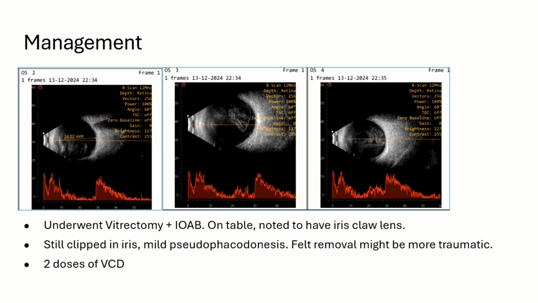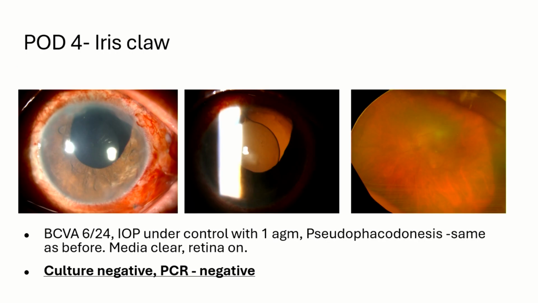So then on table we noted that it was an iris claw lens. I'm not able to show here, but you can see that it is clipped here, and here also it is a little bit eccentrically clipped. And iris claw unclipping actually can be very traumatic. So for the entire surgery it remained stable, and so I didn't touch the lens.